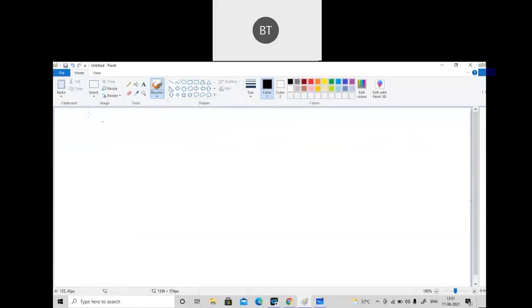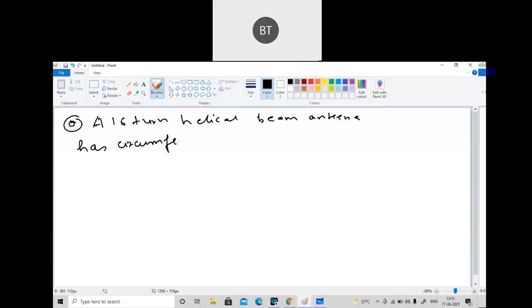So the question was like this. A 16-turn helical beam antenna has circumference lambda, and turn spacing is given as lambda by 4. If you look at the RT paper, every time one problem is based on the helical antenna.